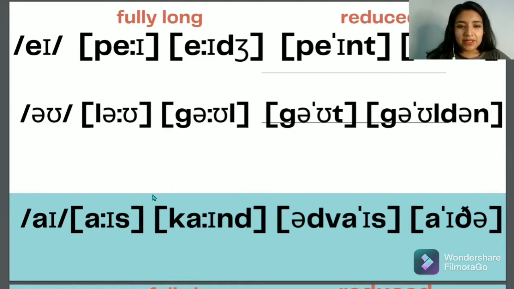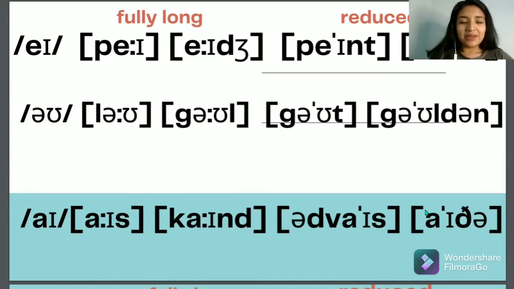The third example is the sound I, a diphthong that is wide and front closing. In the case of the examples of the fully long, we have eyes and also the word kind. In the case of the reduced, we have advice and also either.